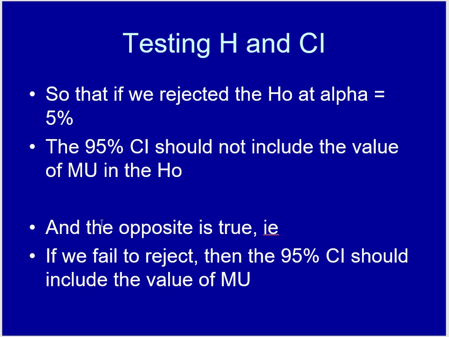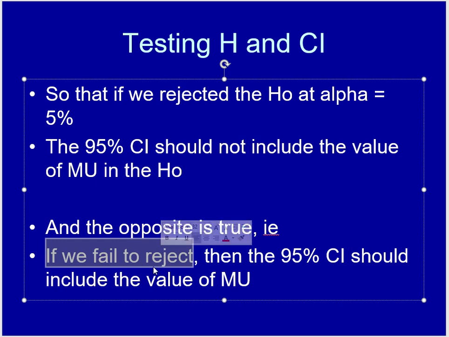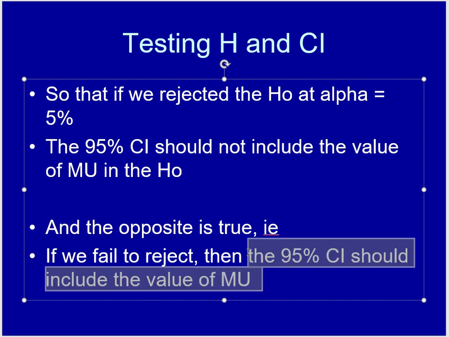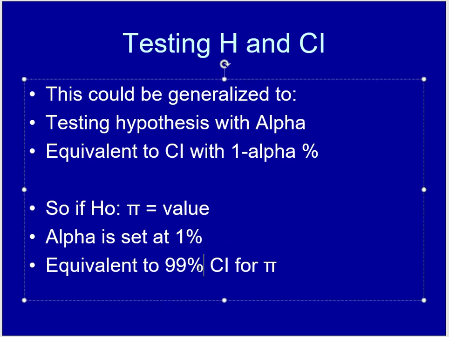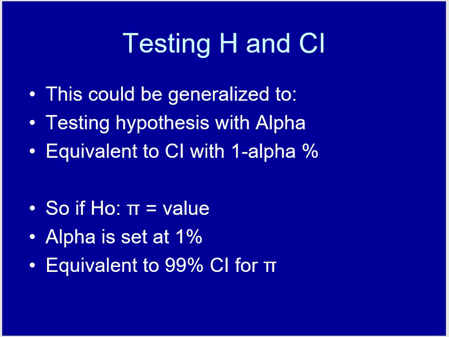So if you're going to reject the null hypothesis, the confidence interval should not include the suggested mu. Remember, rejecting the null hypothesis means that the mu suggested by the null hypothesis is not acceptable. And if that mu is not acceptable, then it should not be inside your confidence interval. And the opposite is true. If you fail to reject the null hypothesis, it means that the suggested mu is not rejected, and therefore this mu has to be included in your confidence interval. And that could be generalized: if you change alpha to 1%, you do a 99% confidence interval, and so on and so forth.